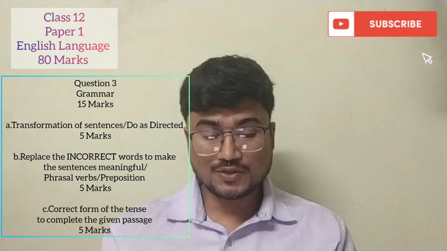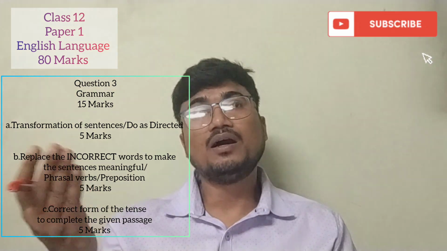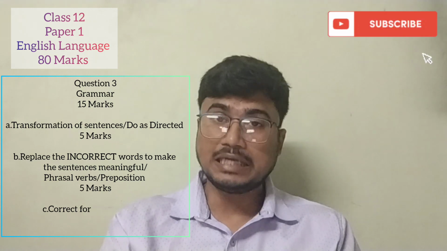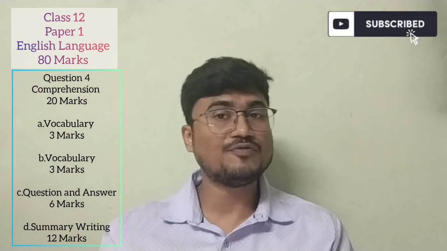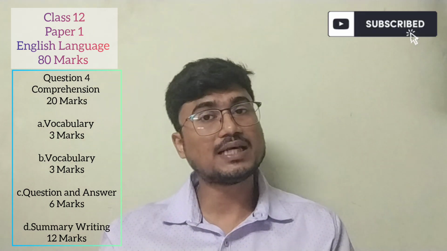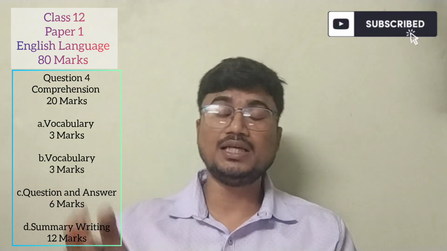Alright. Question number 3 is your transformation of sentences. Prepositions and phrasal verbs, and correct form of the tense. Alright, after that you have your comprehension, wherein your vocabulary, then question answers, and finally the summary writing or the grade in 100 words. Okay, so the language paper remains absolutely unchanged from your class 11 syllabus.